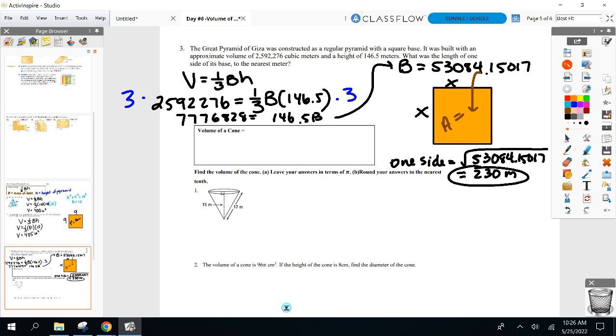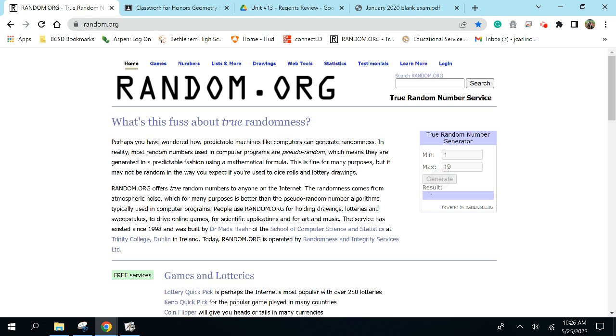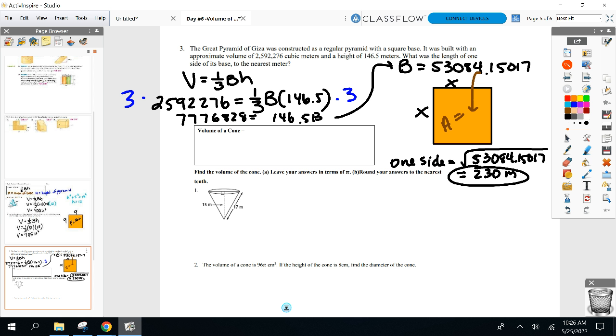All right, cone, hook me up with it. Go back to your formula reference sheet. Cone 6. Cone is 1/3 pi r squared times the height. Guys, it's just BH. That's all it is. It's still 1/3 BH. Just B is a circle, pi r squared.